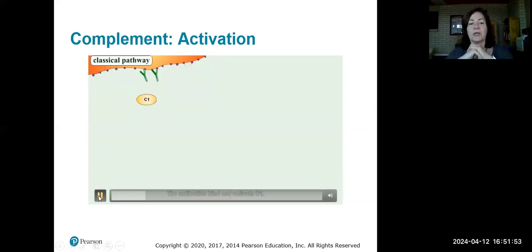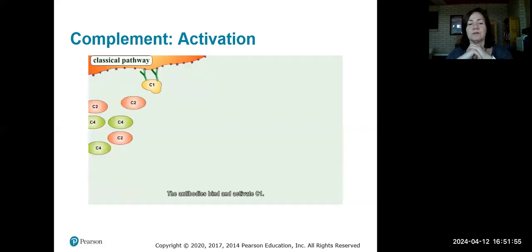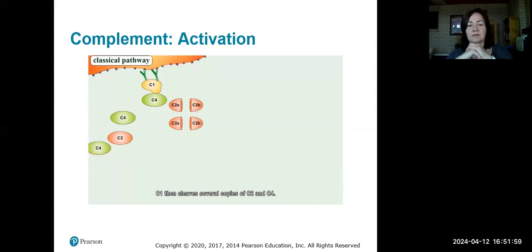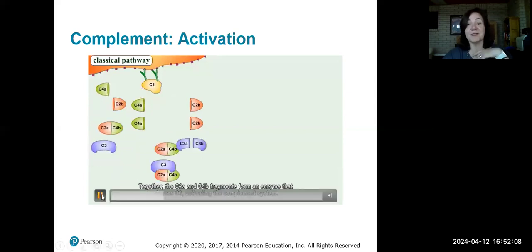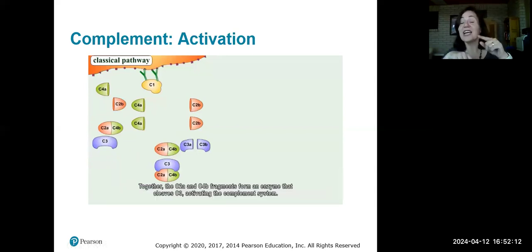The antibodies bind and activate C1. C1 then cleaves several copies of C2 and C4. Together, the C2a and C4b fragments form an enzyme that cleaves C3, activating the complement system. Okay, so what that all meant was some proteins activated each other, and now we're really going to get to the heart of what this complement system is about.